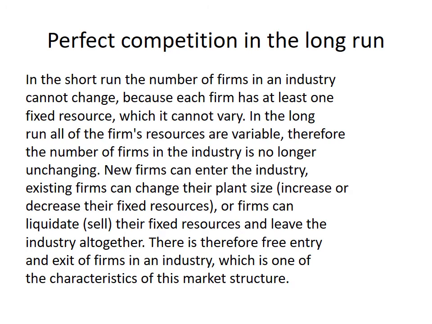So, perfect competition in the long run. In the short run, the number of firms cannot change because each firm has at least one fixed resource, and it cannot change that. In the long run, all of the firm's resources are variable. Therefore, the number of firms in the industry is no longer unchanging. New firms can enter the industry, existing firms can change their plant size, increase or decrease their fixed resources, or firms can liquidate or sell their fixed resources and leave the industry altogether. So, as we discussed earlier, there's free entry and exit of firms in an industry, which is one of the characteristics of this market structure.